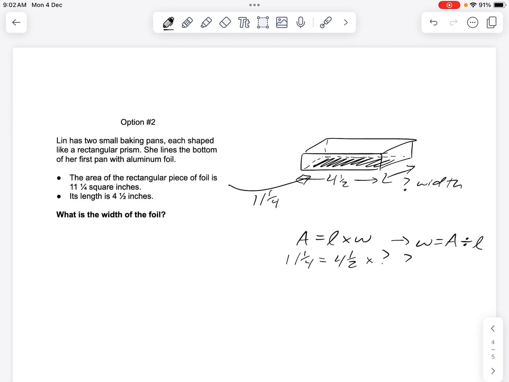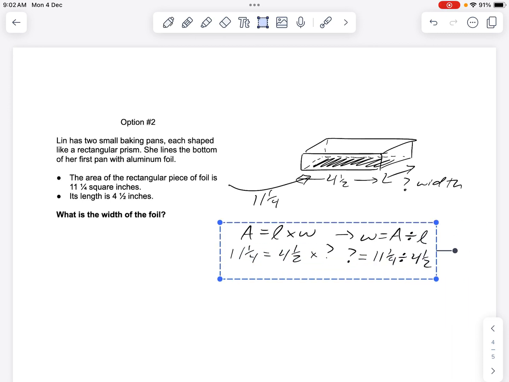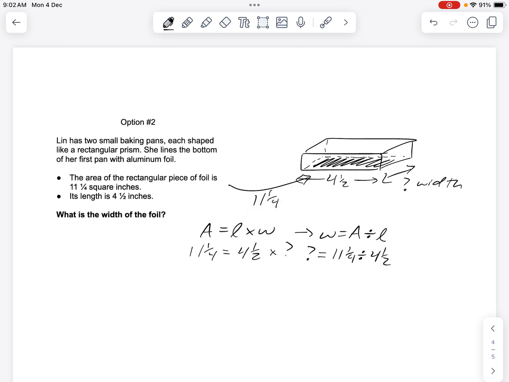So that's what I'm going to do on this one. To find that width, or that question mark, I'm going to take 11 1/4 and divide it by 4 1/2. Let me just move this over so I've got a little bit more room to work with. So this just goes into our fraction division. I would probably turn these to improper fractions. So this would be 45/4.